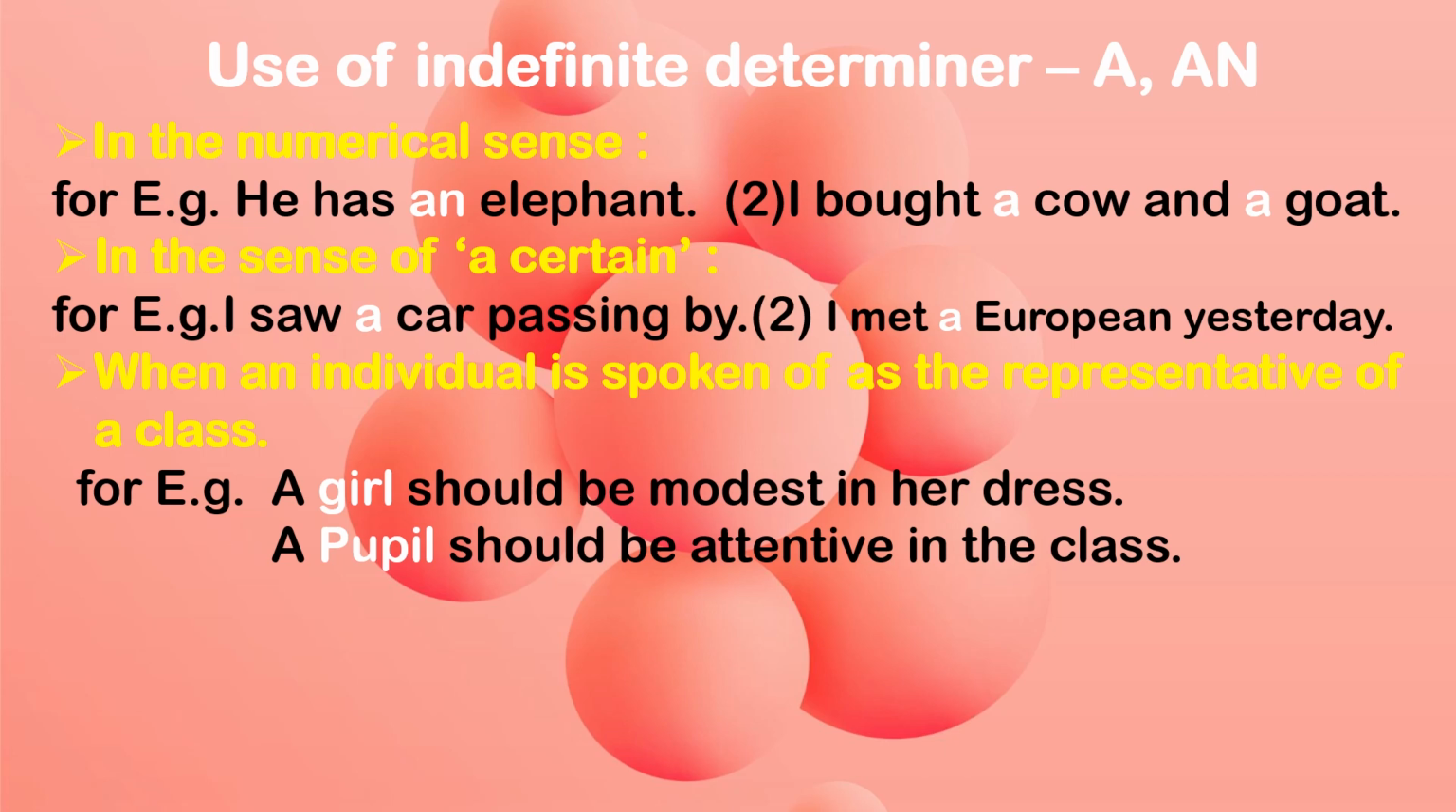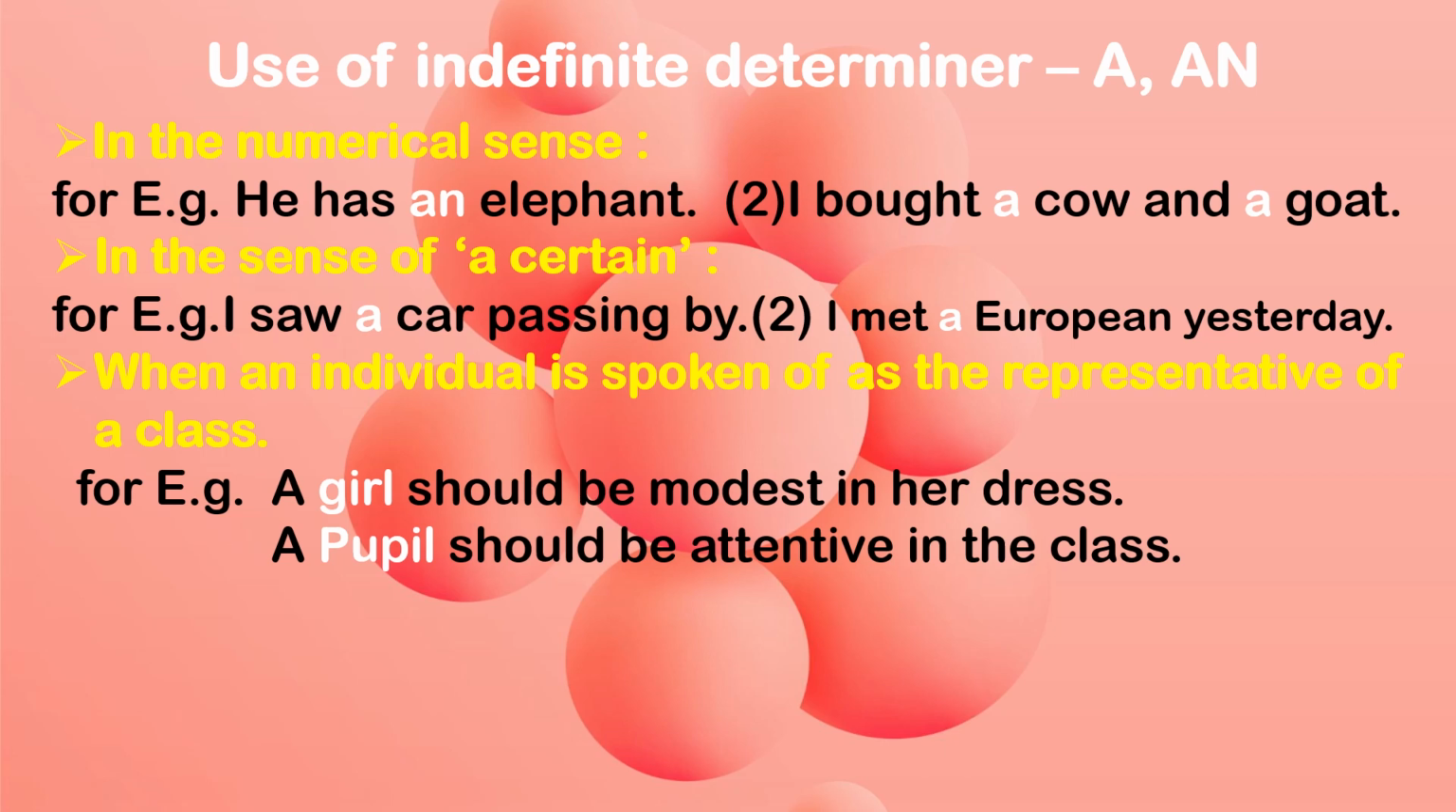The second example, I bought a cow and a goat. Again, we are talking about one cow and one goat. So I hope you understood. So an and a are used in the numerical sense to show the number. The next one is in the sense of a certain. Certain means when you are sure that something has happened, then you use the letter a.